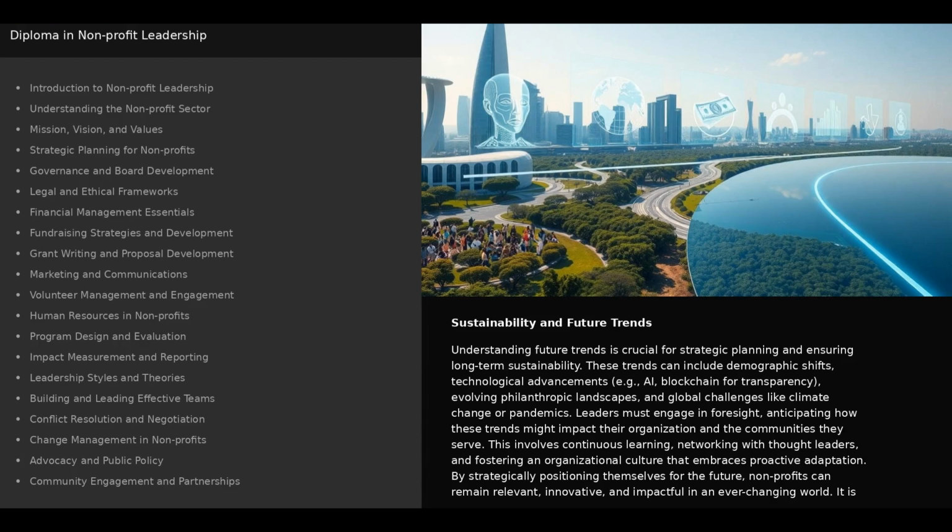By strategically positioning themselves for the future, nonprofits can remain relevant, innovative, and impactful in an ever-changing world. It is about preparing today for the challenges and opportunities of tomorrow.